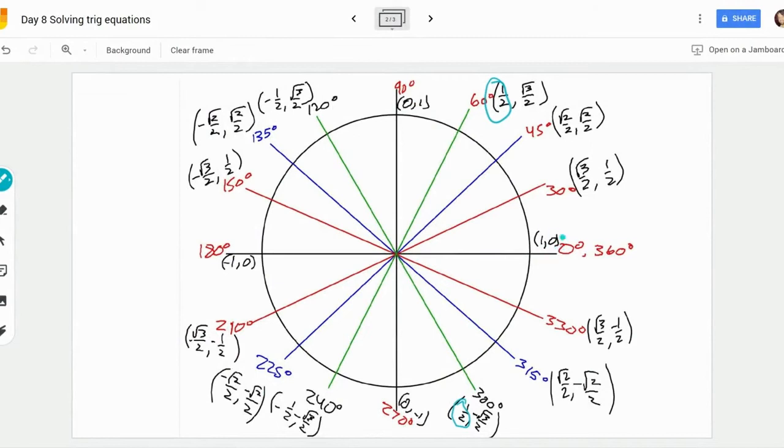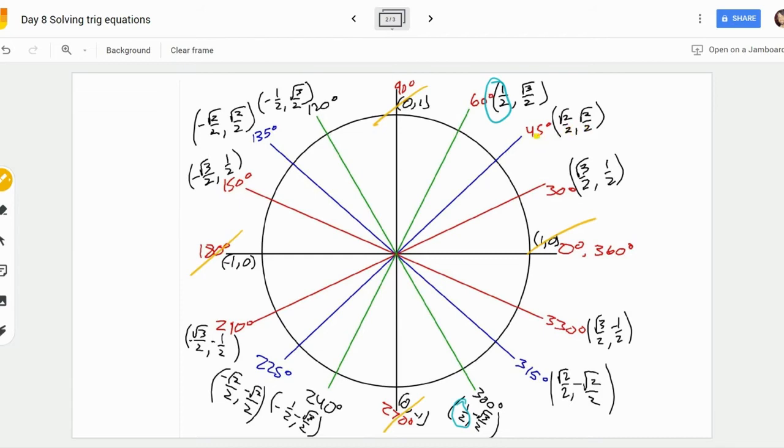It's obviously not going to be this, because this is only going to give us 0 or undefined. Same with all of the 90, 180, 270s, because y over x is 0 over 1, or 1 over 0, which is undefined, so it's not those. So we can do this by elimination a little bit if you want. We know it's not any of these.